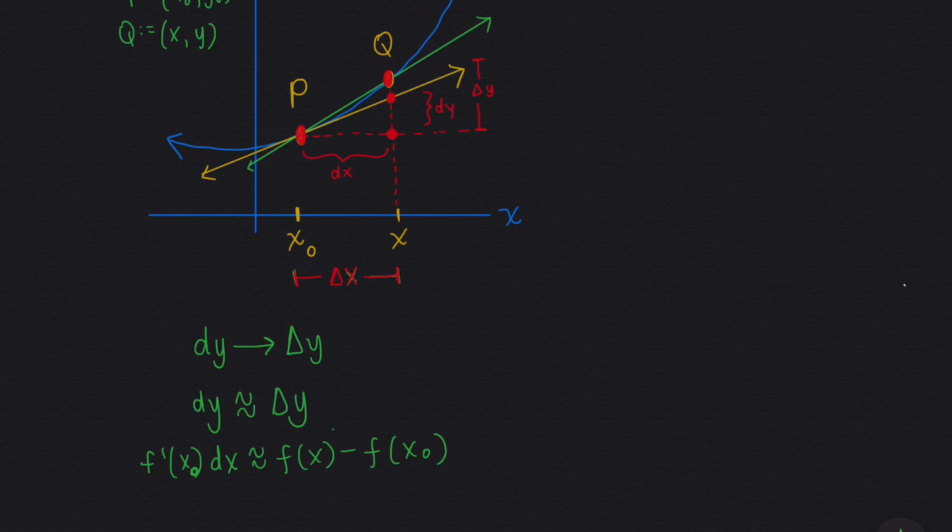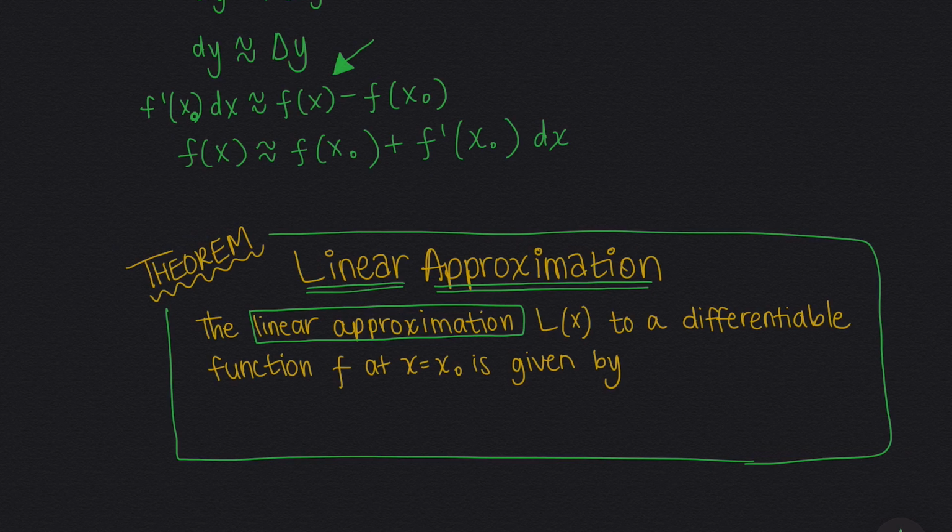From here, notice that we have f of x in this equation, our original, so we'll solve for it by adding f of x naught to both sides, and we have f of x is approximately f of x naught plus f prime of x naught times dx. And that brings us to our theorem. The linear approximation L of x to a differentiable function f at x equals x naught is given by, and we just derived the equation ourselves up there. So L of x is equal to f of x naught plus f prime of x naught times dx.